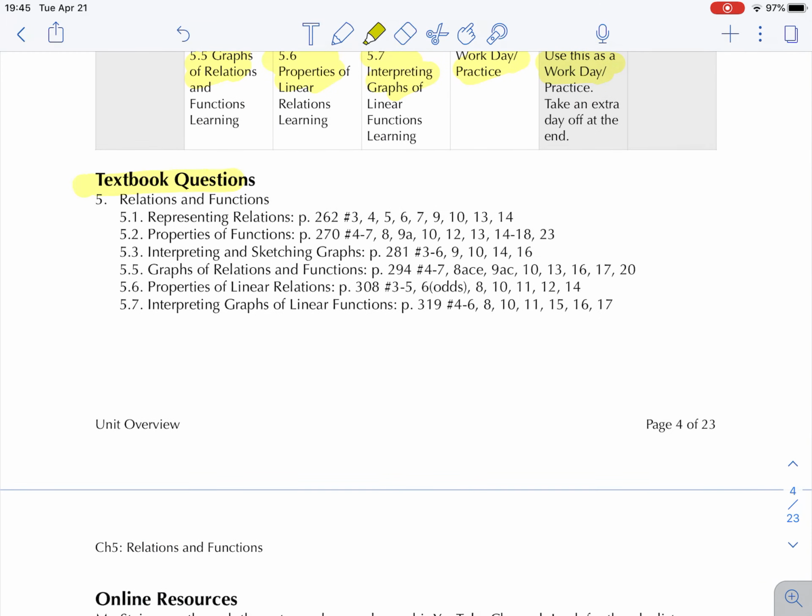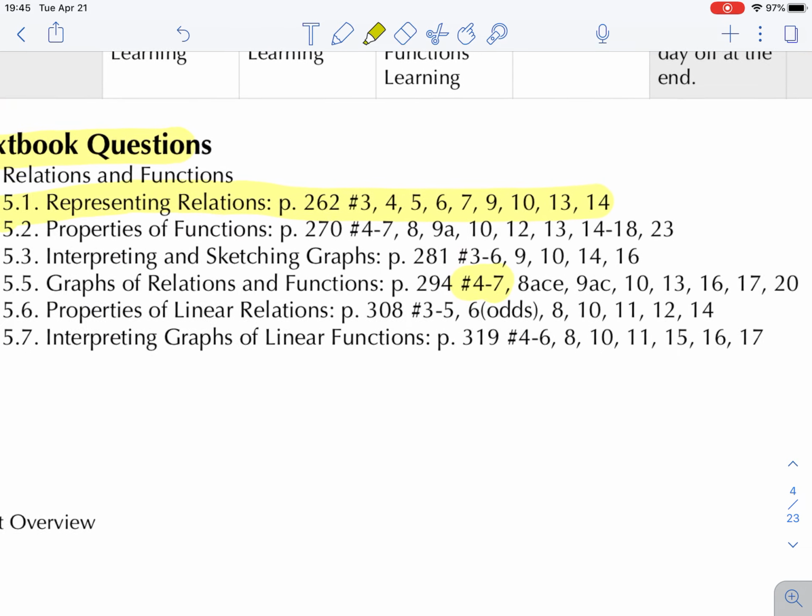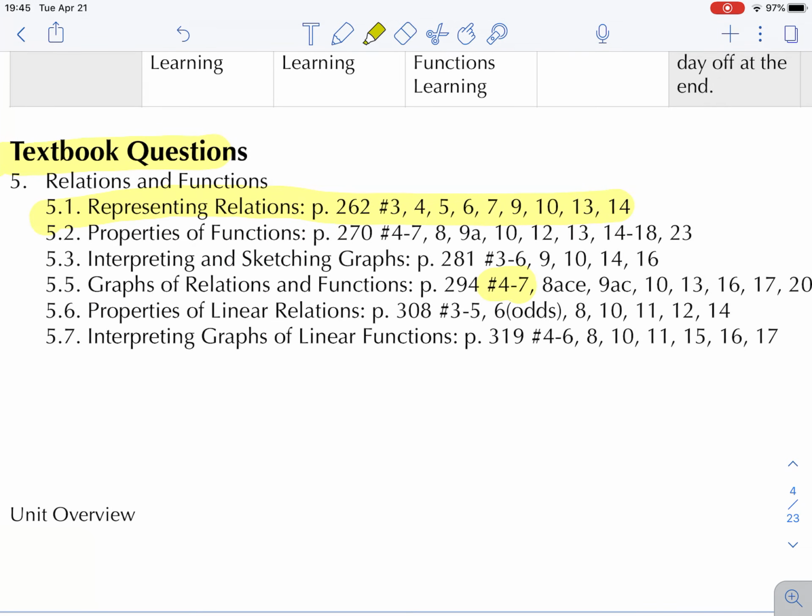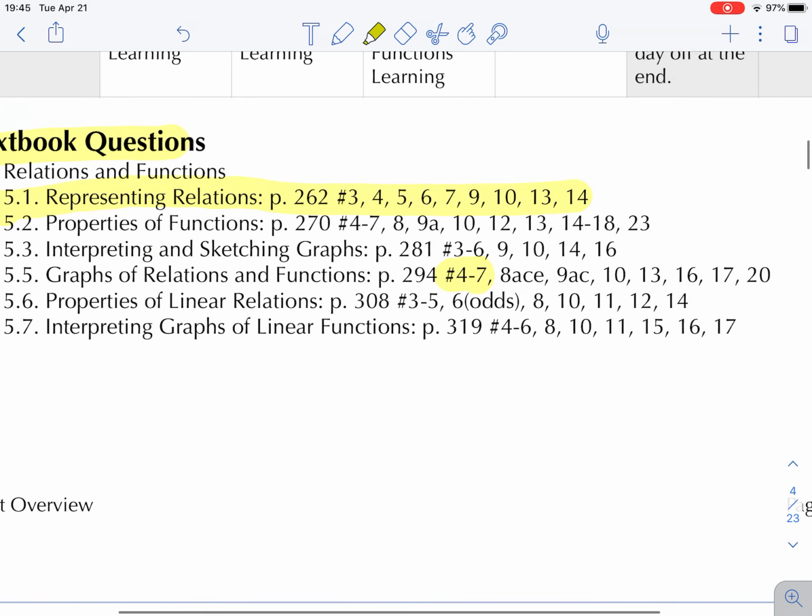Here you can see all of the textbook questions to do. 5.1, representing relations, it's on those pages, 5.2, and so on down to the end. What you should do is you should make sure you do all the first ones. So in this 5.5, graphs of relations and functions, 4 to 7 are basic understanding questions. Then generally questions 8 and 9 are slightly more complicated understanding questions, and back here, these guys here are more complicated problems. So you need to decide how many questions you are going to do.